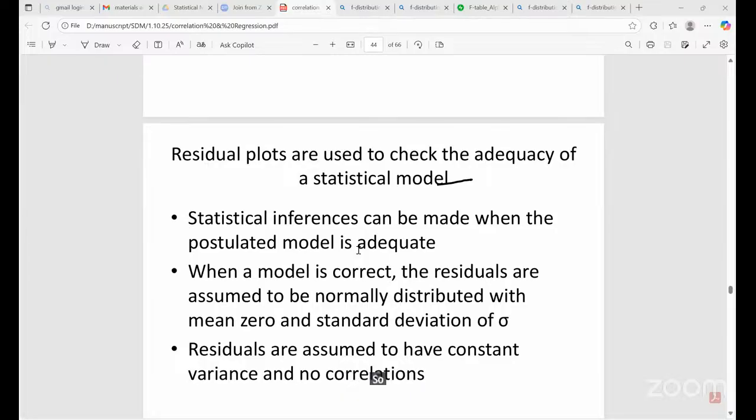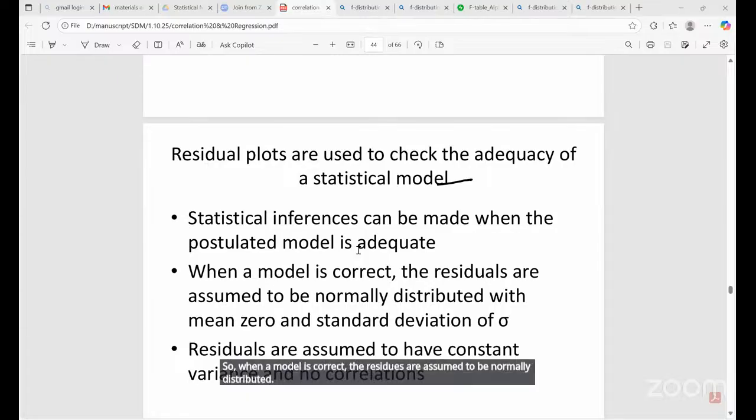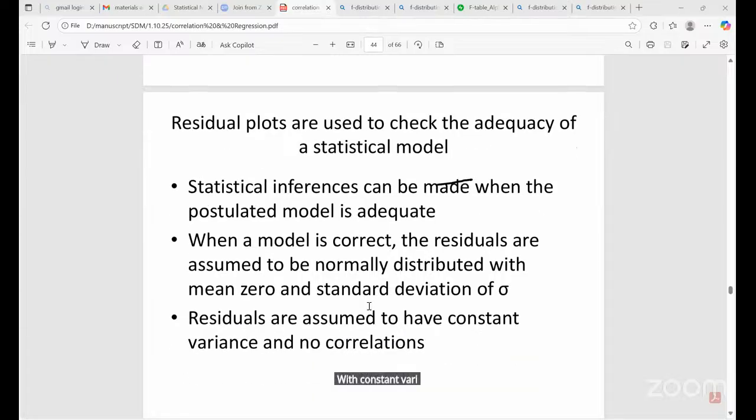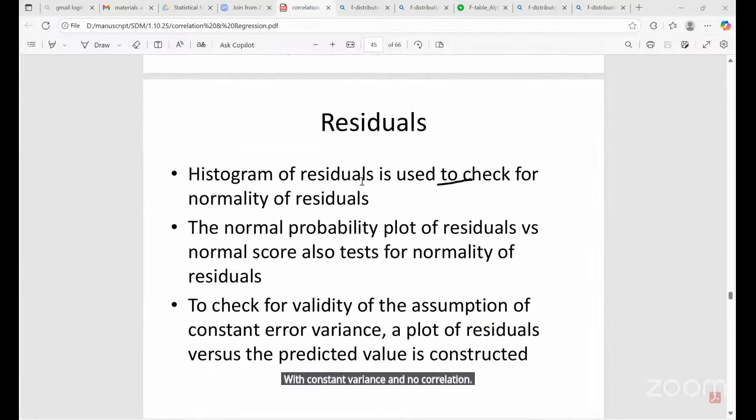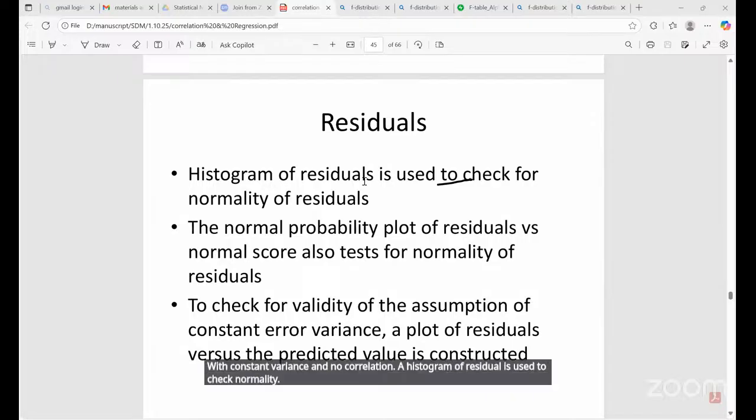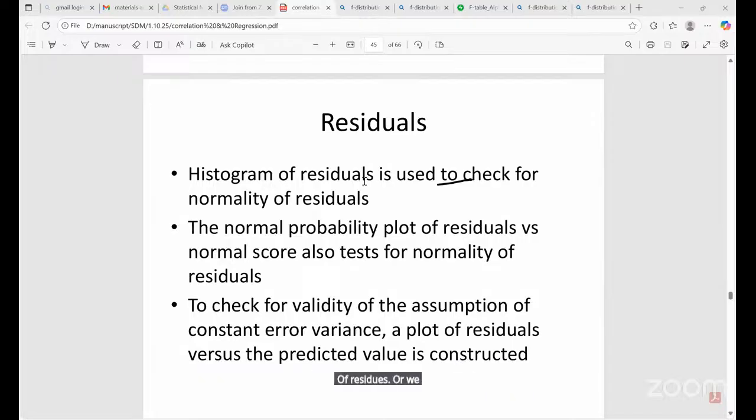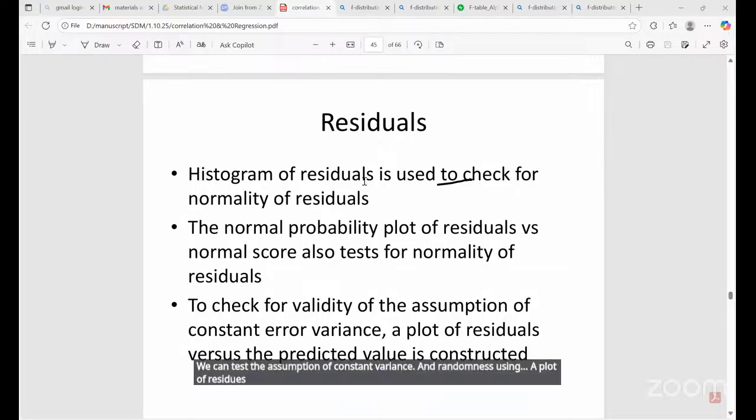So when a model is correct, the residuals are assumed to be normally distributed with constant variance and no correlation. A histogram of residuals is used to check normality of residuals. Or we can also use the normal probability plot, which is a plot of residuals versus normal score. We can test the assumption of constant variance and randomness using a plot of residuals versus fitted value.